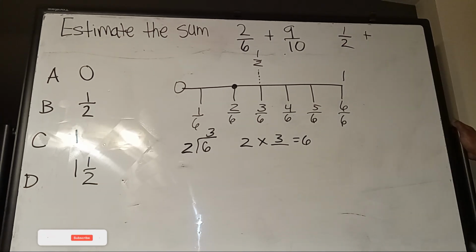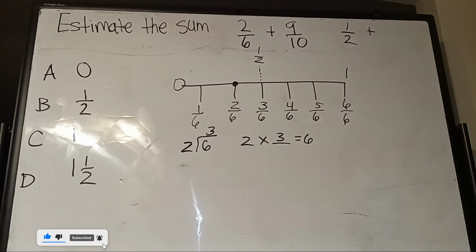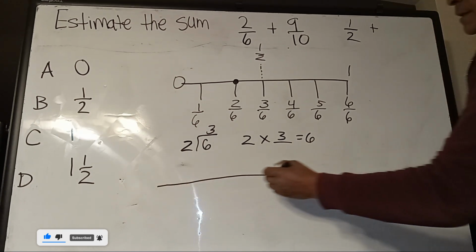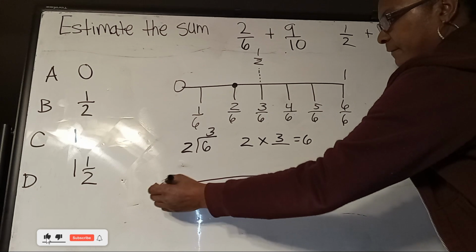We're going to see what we're going to add it with, because we're going to draw our next number line in just one second. All right, so now we can draw our second one, and that is going to be cut up how many times? 10. Exactly. So we have our 0.